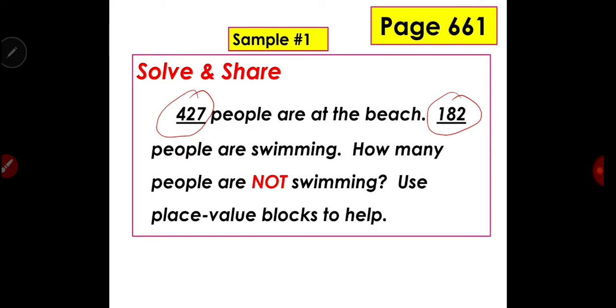What are you asked to find? The number of people who are not swimming. What tools do you have to help you solve the problem? Place value blocks. Will you add or subtract to solve the problem? Subtract. What is the subtraction problem you need to solve? The subtraction problem is 427 minus 182.